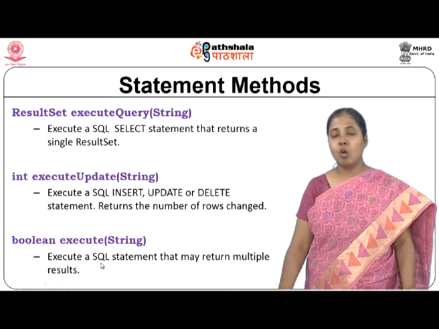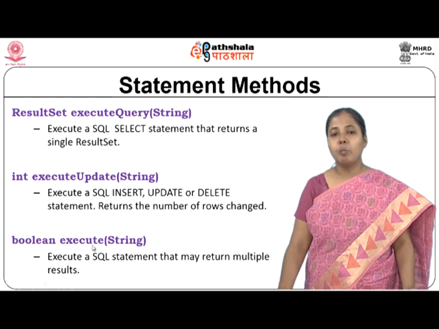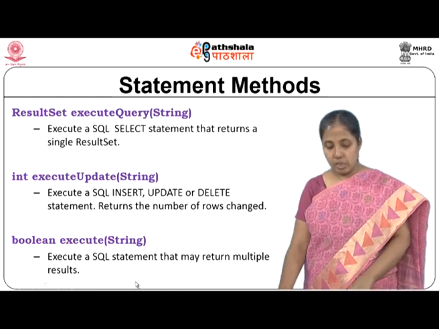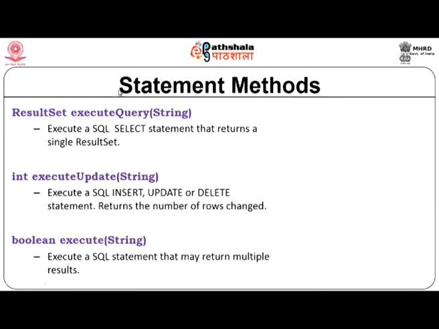So, this is normally useful when you want to execute a single statement, such as a select statement that may return multiple results. You can make use of the execute method, and it returns a boolean value. And coming to the result set, as I told you, we have a method called executeQuery. This actually returns a result set.